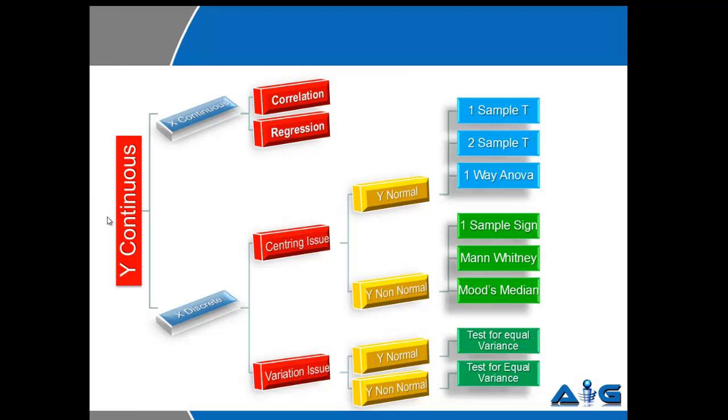Should variation be your issue, again check whether your Y is normal or non-normal. The only option that you may explore here is the test of equal variance. Test of equal variance will publish 2 p-values, which we will discuss at length in our later videos.